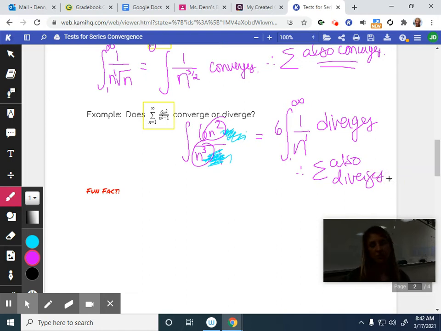On the AP test, on the free response, you're going to have to give the test that you use. You're going to have to say, we know this diverges by the integral test. And that would be enough for them to know what you're talking about.